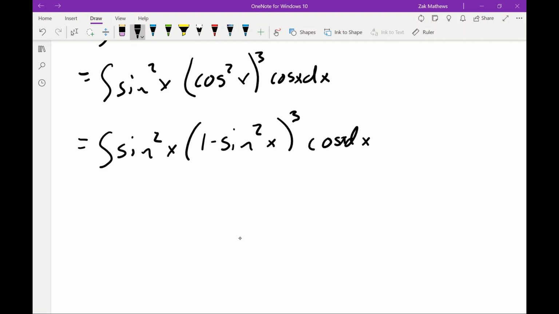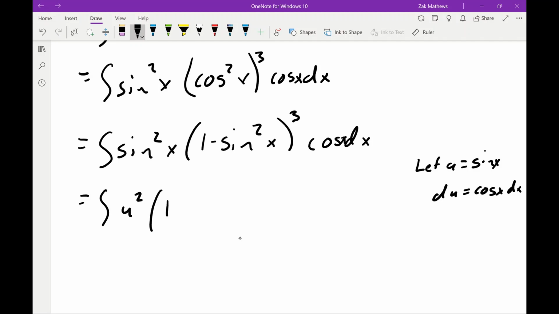So let's go ahead and let u equal sine x, which means that du is equal to cosine x dx. So now everything's going to replace really nicely. Sine squared would be u squared. 1 minus sine squared would be 1 minus u squared, but then we have that cube power there. And then notice the cosine x dx is the new du.